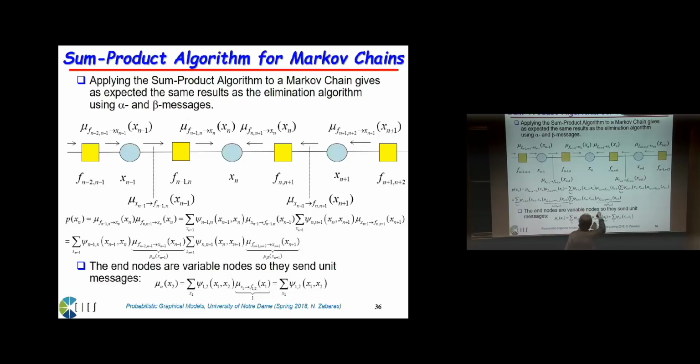What are those square boxes now? The factors. So what is this factor accounting for? This factor is effectively the probability of the transition from xn minus 1 to xn. And this is the probability of transition from xn to xn plus 1, etc. So these are the factor nodes.